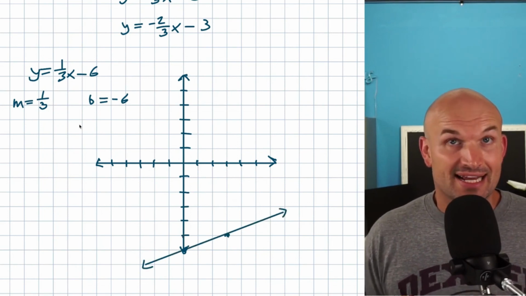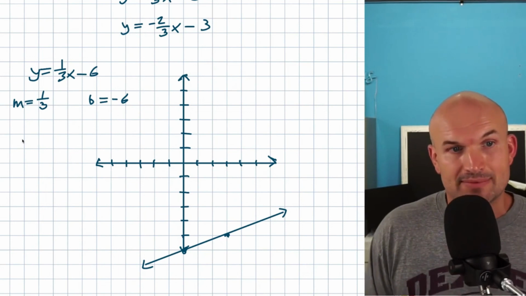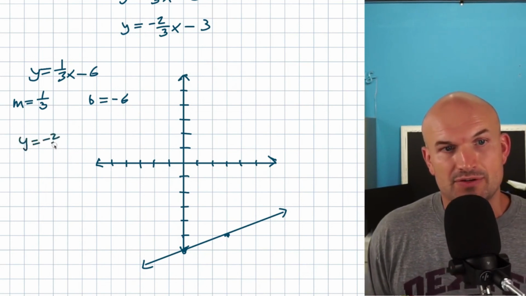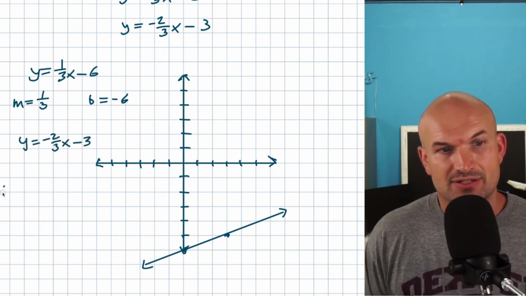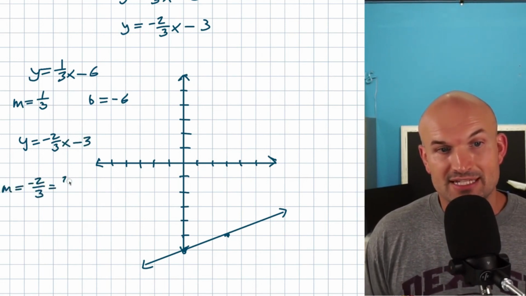Now let's move on to the next line. Again, identify the slope and the y-intercept. So y is equal to -2/3 x minus 3. Okay, so this one, my slope is going to be -2/3, or you could also write that as 2 over -3.